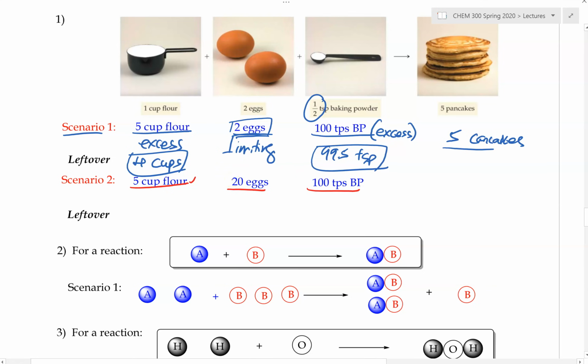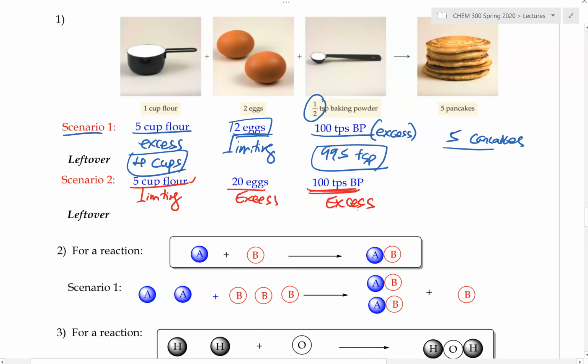So that means that we have a whole lot more eggs than the flour. And in this case, we have 5 cups of flour, so we need about 2.5 teaspoons of baking powder. And if we have up to 100 of it, then that means the baking powder is also present in excess as well. So from this scenario, we see that the flour is the limiting reactant, and the eggs would be the excess reactant, and the baking powder would be the excess reactant as well.